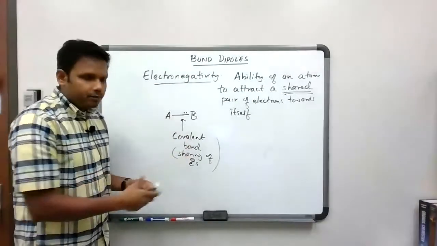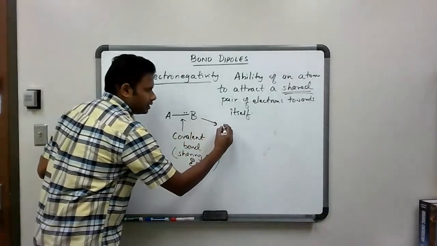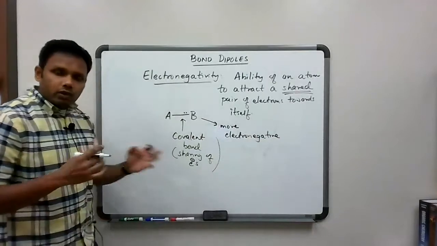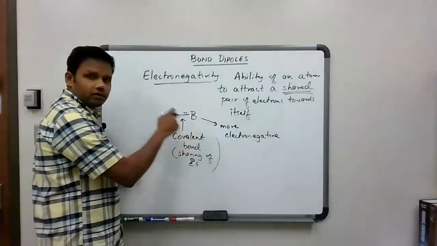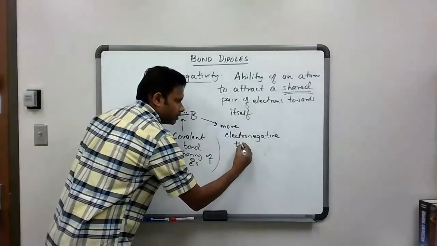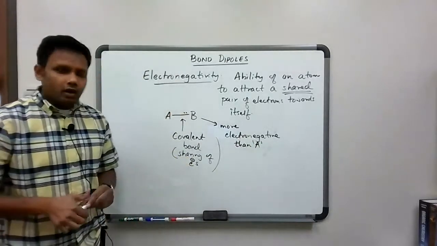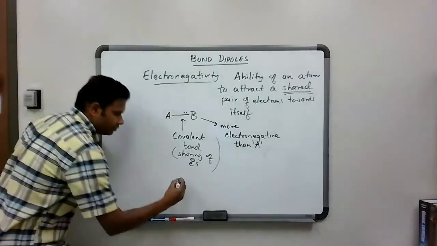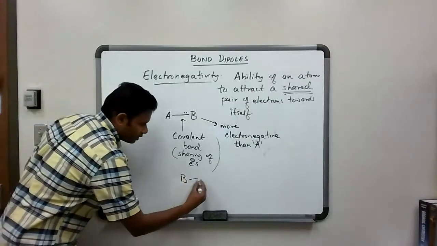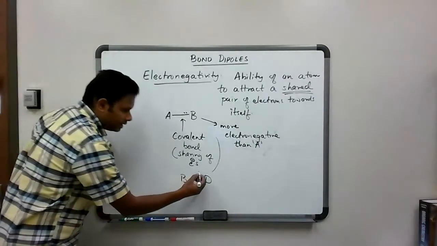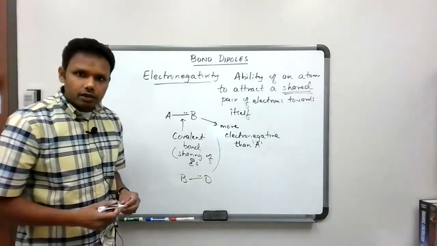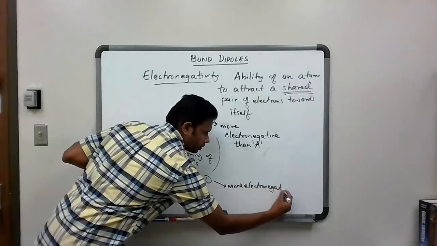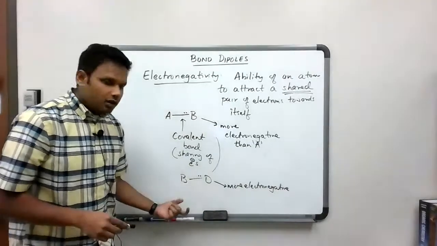And if that happens, then we say that B is more electronegative. What I also want you to remember is that this is a relative concept. In this scenario, B is more electronegative than A. In a completely different scenario, B could be the less electronegative element. For example, if we have a bond between B and another element D, and D has more electron density around it, that would make D the more electronegative element, but again, this is with respect to B. That's something you want to keep in mind.